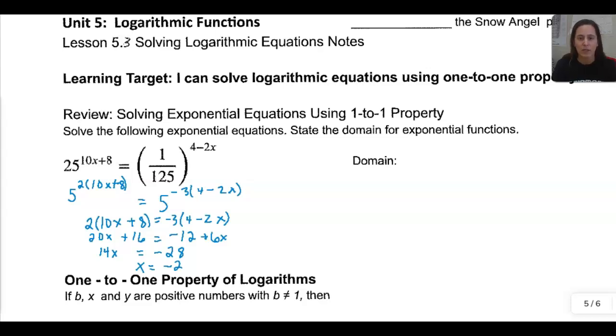And the reason that we can have negatives and positive numbers for x in exponential equations is because the domain is all real numbers. There's no restriction on what can be in the exponent. So that's why you can have a negative exponent, you can have a positive exponent, you can have fractions in the exponent. It's all fine.